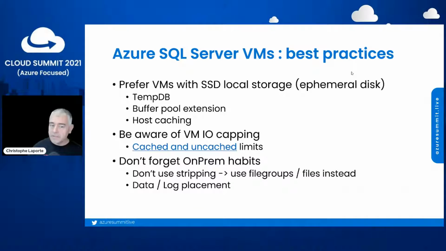But please don't forget your on-prem habits. It means don't hesitate to split your database in multiple file groups or multiple files instead of having a single drive hosting everything. So I prefer not to use striping. It means that I don't want to make a RAID 0 or a RAID 5 with all my data drives, but I prefer using simple data drives and file groups instead. And of course, you have to split data and log, the same as you are doing on-prem.